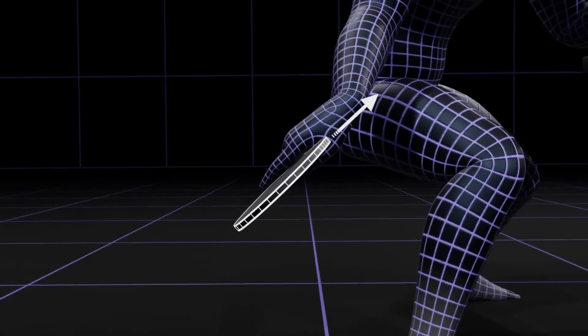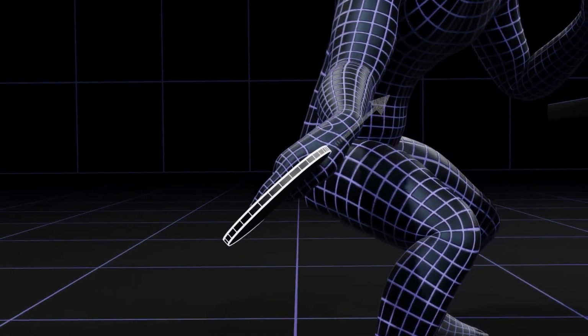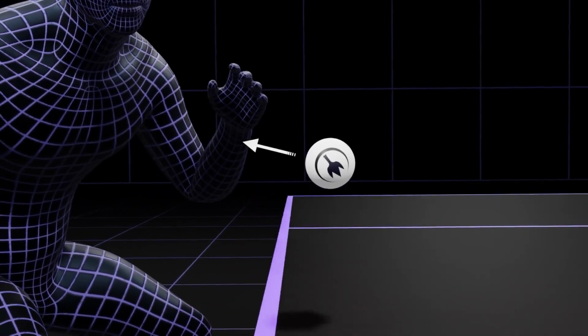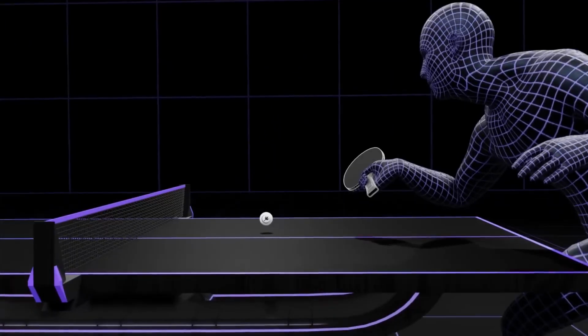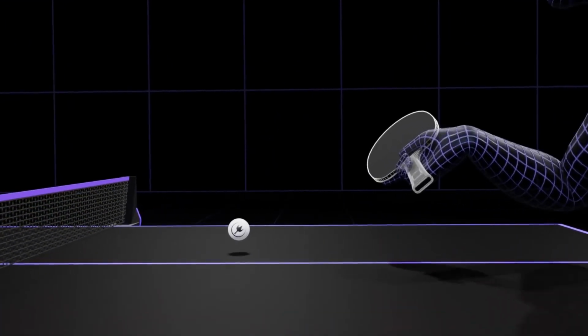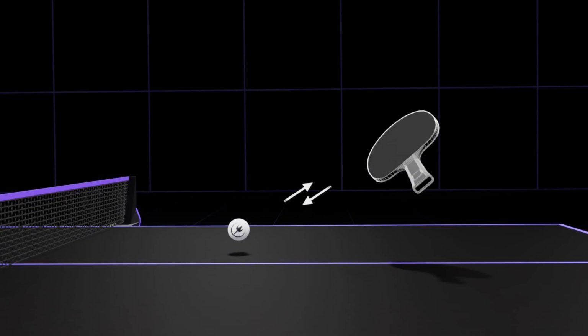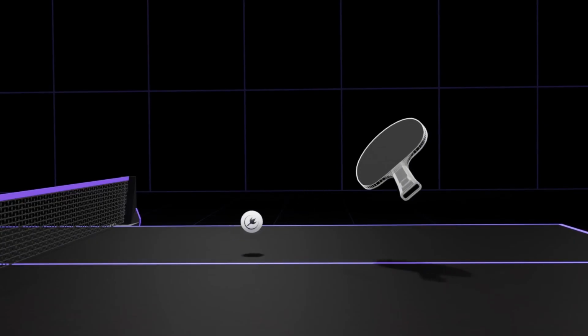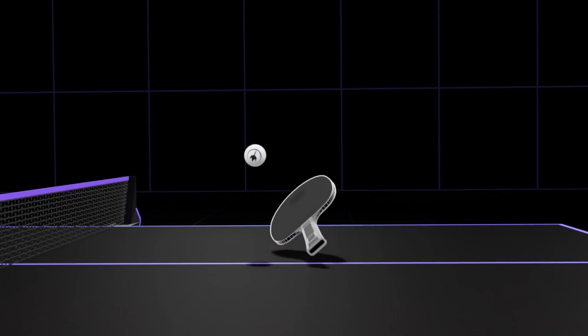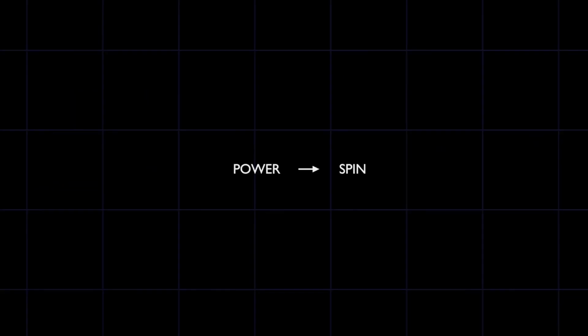This can be achieved by moving the racket faster, but also by taking advantage of the incoming movement of the ball. For example, when executing a push shot, we can use the ball's upward motion after the bounce to brush it with greater speed, thereby generating more spin. However, more speed doesn't always mean more spin.